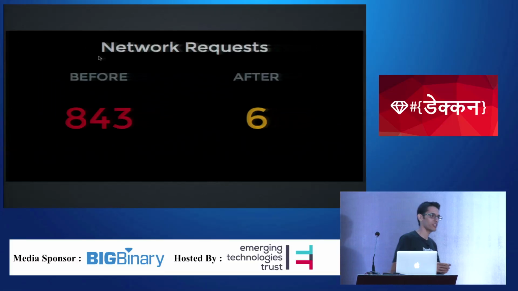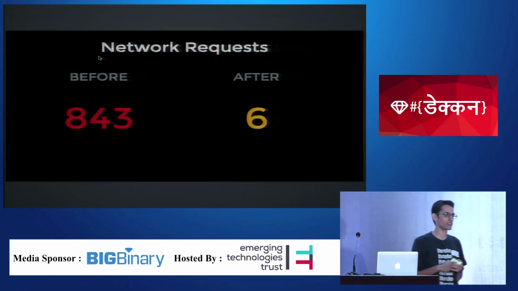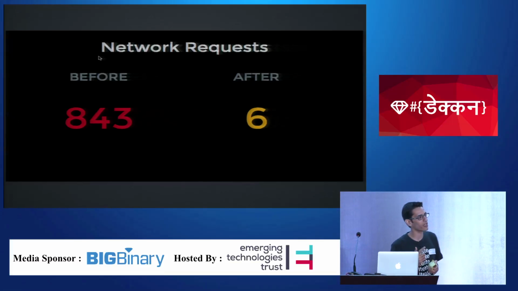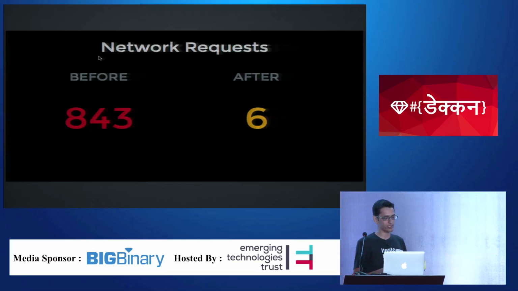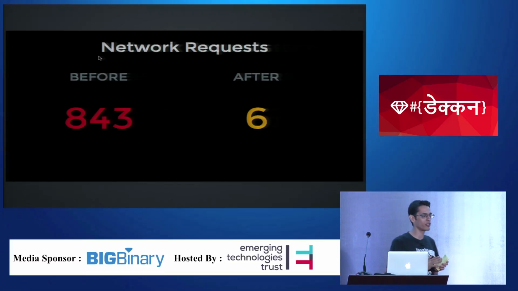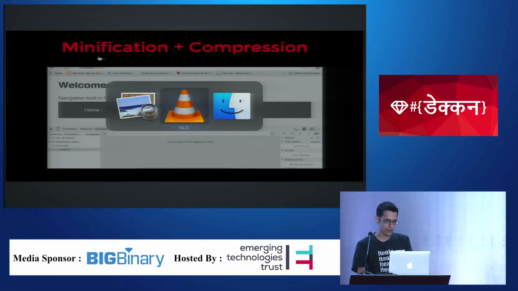And how is it beneficial? For a medium sized web application, there were 843 network requests when I wanted to load one single page. After using concatenation with the asset pipeline, it reduced down to only 6 requests. Next, what the asset pipeline does is minification and compression. I'll show you a demo of this again.